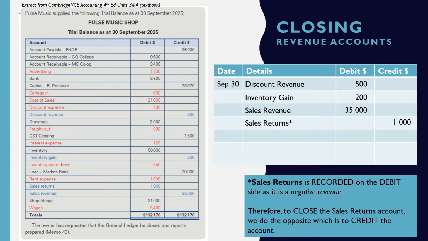And the reason is because when we are recording sales returns, we always debit the account. Therefore, to close the sales returns account, we need to do the opposite, which is to credit the sales returns account. The net amount is all transferred to the profit and loss summary by crediting the profit and loss summary account $34,700.